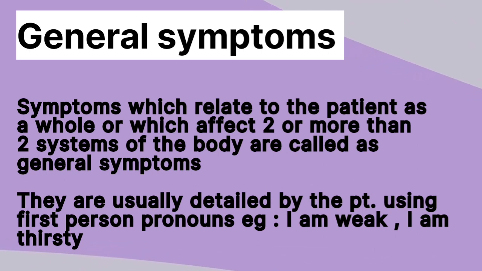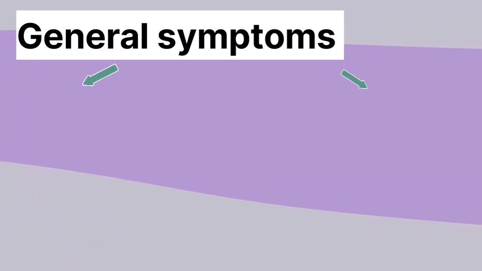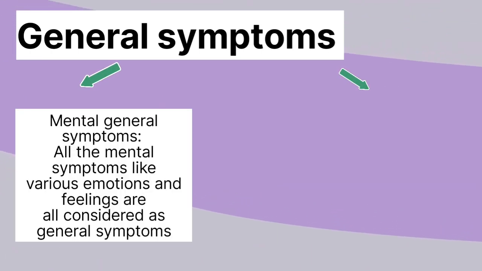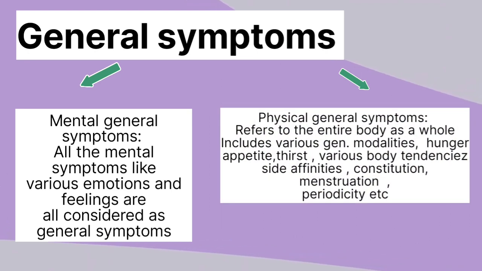Next, let's understand the concept of general and particular symptoms. So general symptoms are those type of symptoms which usually relate to the patient as a whole or relate to two or more than two systems of the body. Patient usually describes these symptoms referring to himself using the first personal pronoun, for example, I am weak, I am thirsty, etc. The general symptoms are further divided into mental and physical general symptoms. All the mental symptoms are usually considered as mental general symptoms, while the physical general symptom is a symptom which refers to the entire body or function of the patient as a whole.